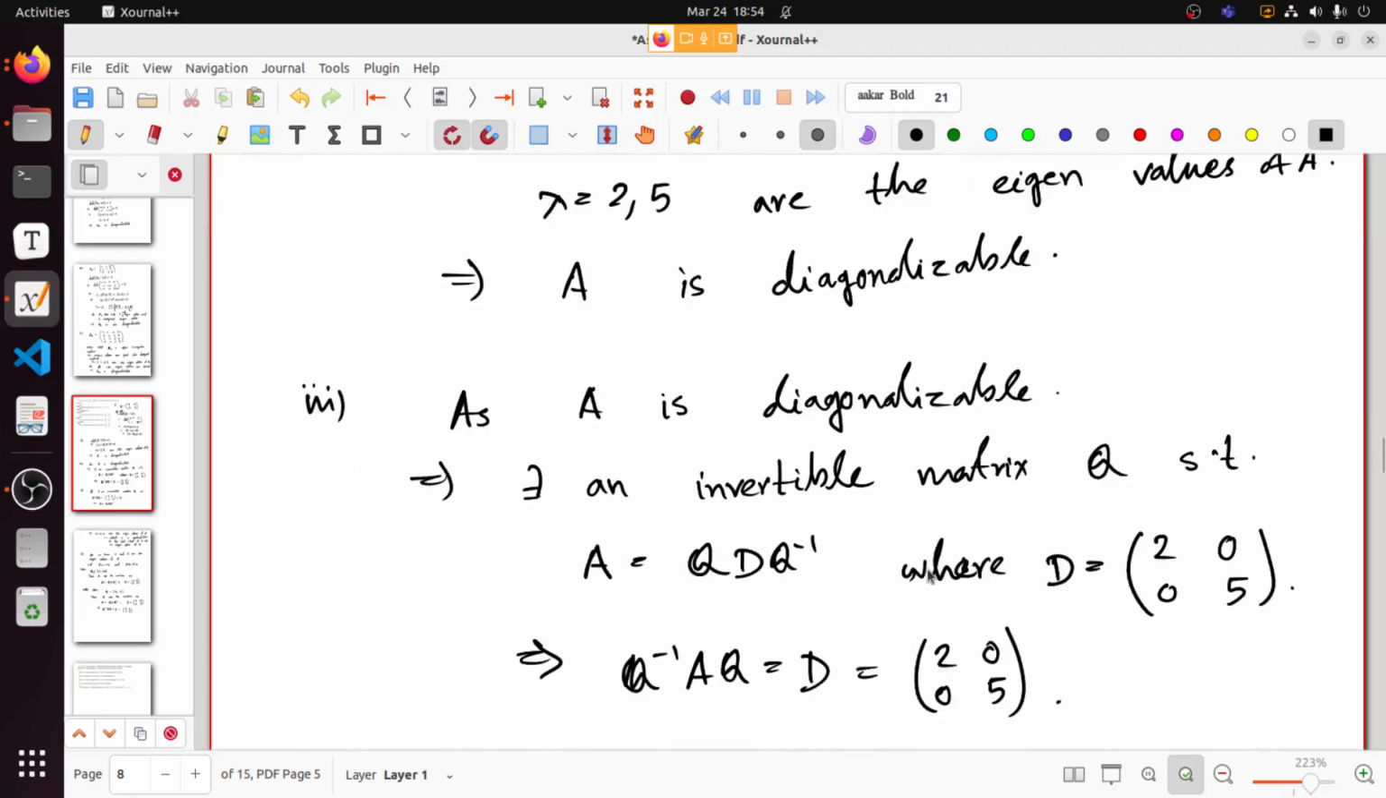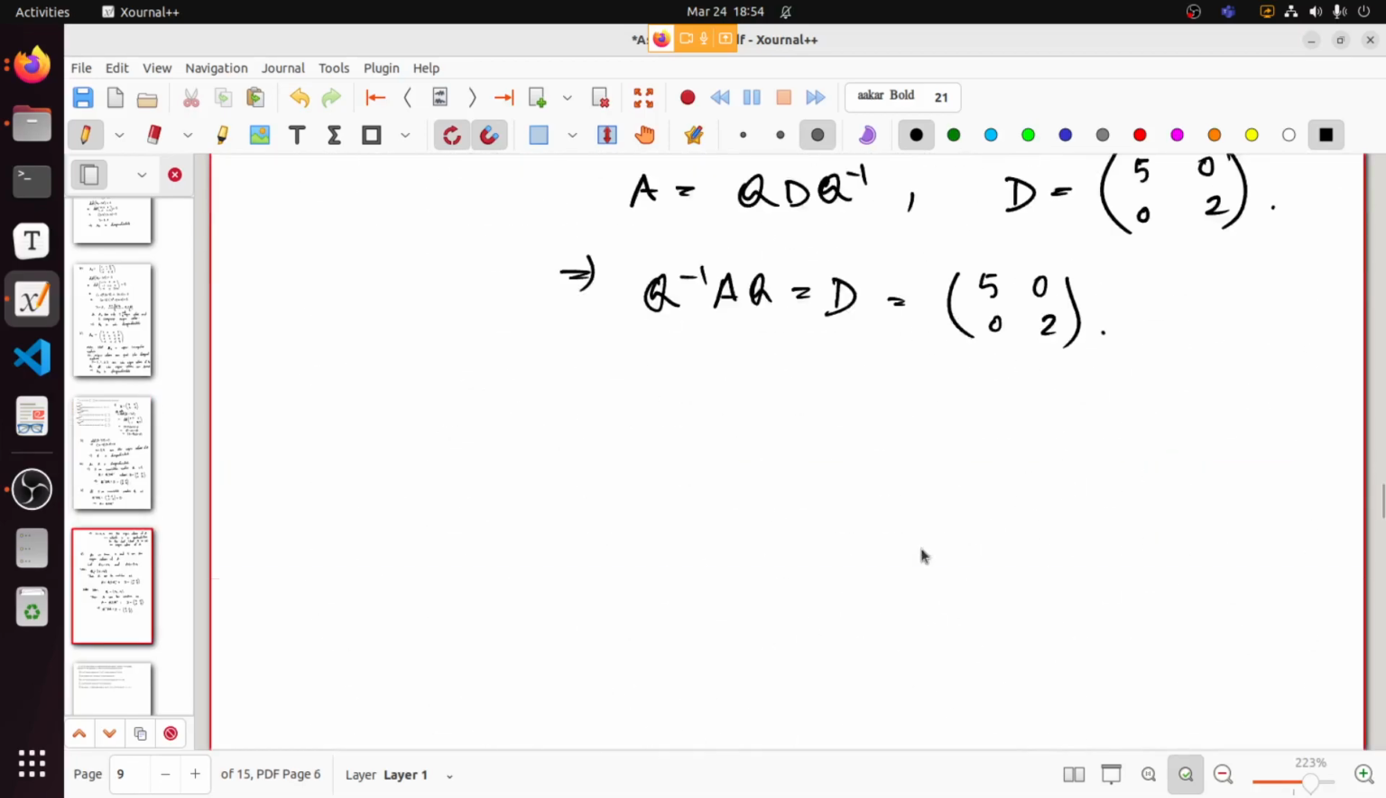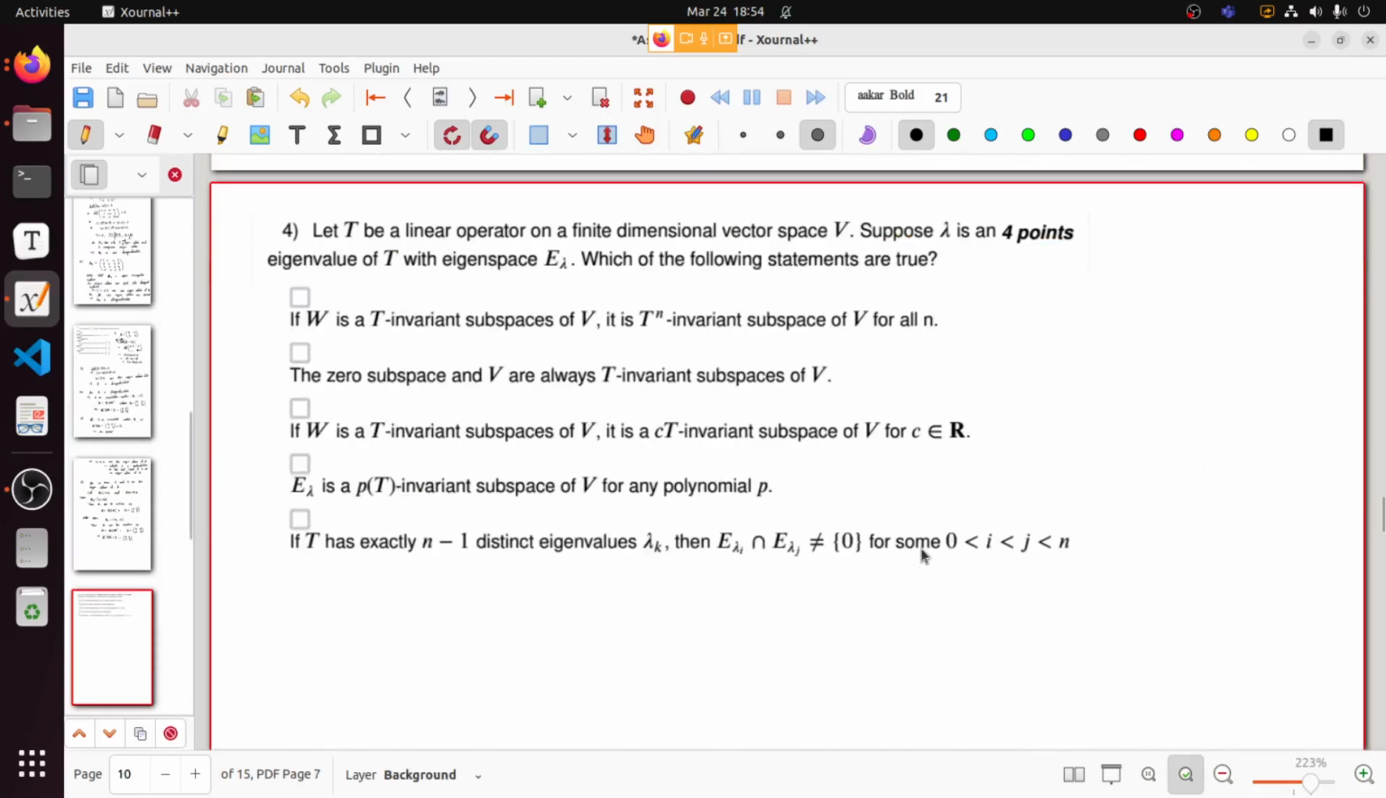Now let's move to question number 4. It says: let T be a linear operator on a finite dimensional vector space V, and suppose lambda is an eigenvalue of T with eigenspace E lambda. Then you have to check which of the following statements are true.